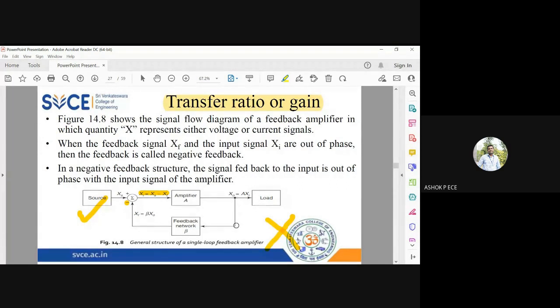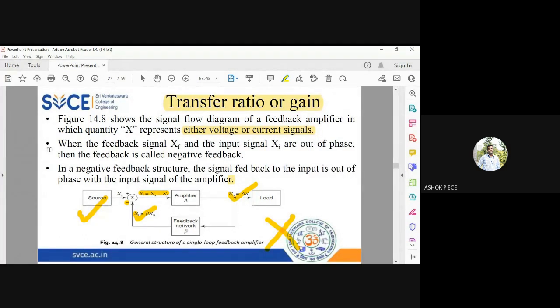From the load, I take a portion of the signal and give it back to the feedback network, which has a feedback factor of beta. So beta is equal to output by input. Output is XF, input is X naught. So beta equal to XF by X naught, or XF equal to beta into X naught. This is the structure of a single loop feedback amplifier with all the notation described in terms of capital X, which can be either voltage or current. From here onwards we will not see positive feedback, we will see only negative feedback because this unit focuses only on negative feedback. Next unit we will have oscillators which focus on positive feedback.